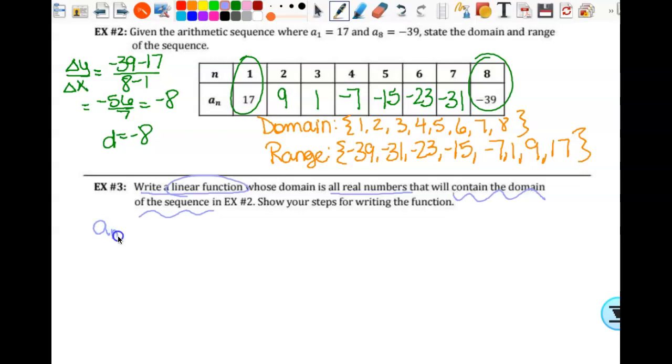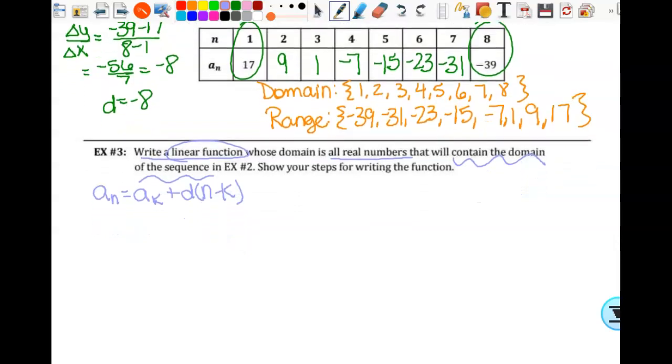So we're going to start with the arithmetic sequence. A sub n equals a sub k plus d times n minus k. I can use whatever ordered pair I want. They gave me 2. I think this one would be the nicer one to use, right? So a sub n will be equal to, what do I write next? 17, then minus 8 times n minus 1.